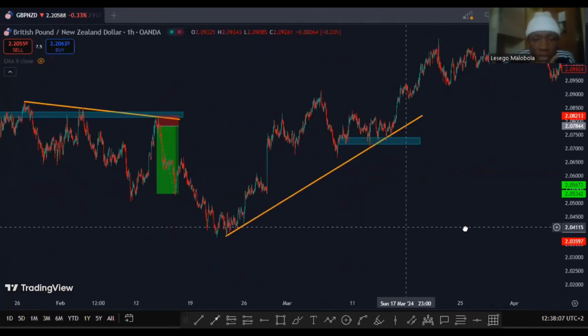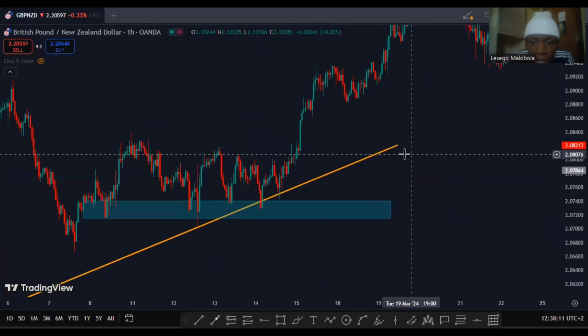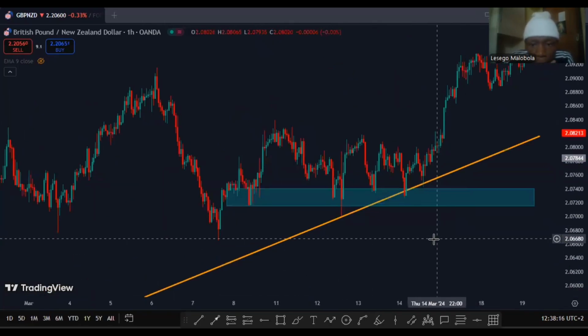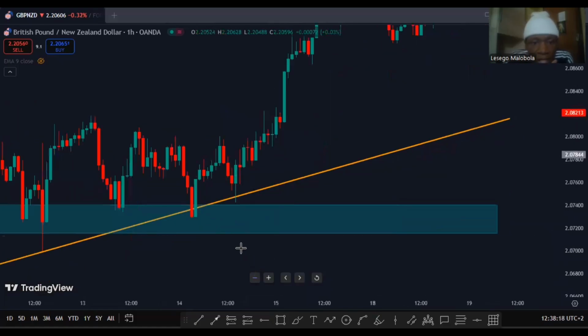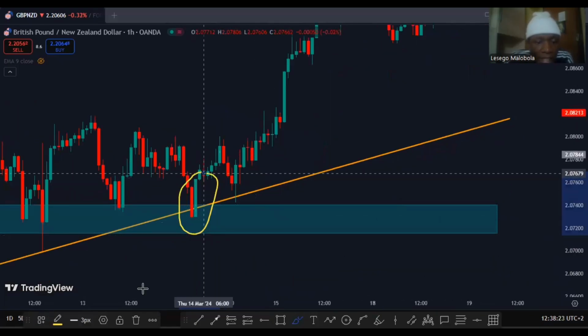So guys, moving on to the 1 hour time frame, if we just zoom in properly here, we can see that now we do have an engulfing bar candlestick pattern right over here, guys, if you can see things clearly, right?